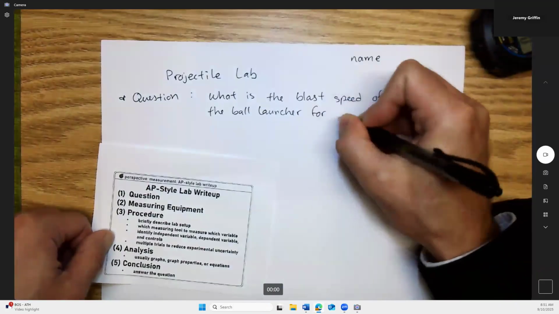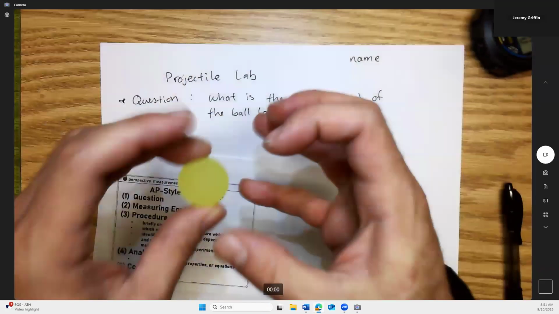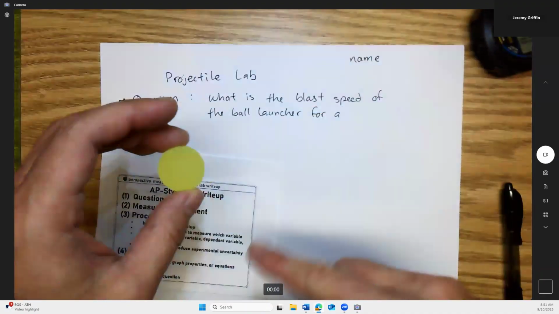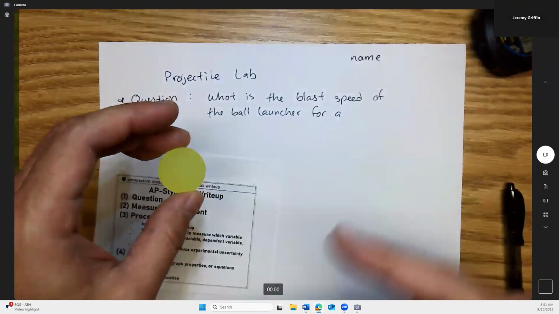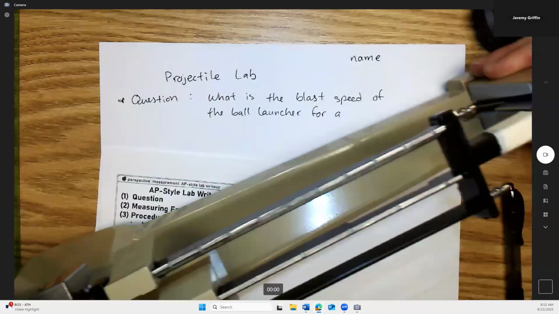Let's say you change the mass of the ball, like if the ball was really, really heavy. Do you think it probably wouldn't blast as fast? Yeah, intuitively, right? Okay, and as we go on in this class, we'll make more sense of that. But intuitively, I think we should control the mass of the ball.